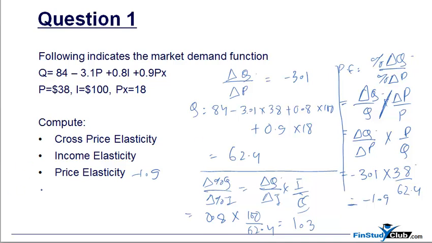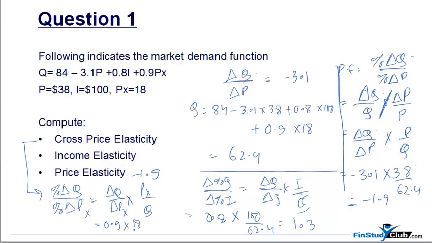Coming over to cross price elasticity. Cross price elasticity gets computed very similar to the way we calculate price elasticity. It's just that we calculate the change in quantity demanded of a product, let's say Y, in response to the percentage change in price of product X. So cross price elasticity will be equal to the percentage change in quantity of, let's say, Y on account of the percentage change in price of X. That will be change in Q by change in Px into Px by Q. The change in Q by change in Px will be 0.9, and this is going to be 18 divided by 62.4, and that would give me 0.3. All right, so that computes the cross price elasticity.